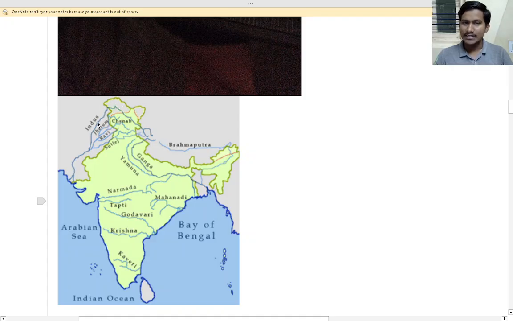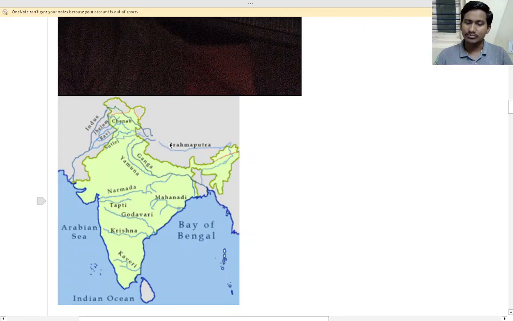That is Indus, which originates here, and Jhelum is there, Ravi is there, and then Satluj. Then Chenab is flowing here. So these are the rivers. Chenab is starting from here, right? So this is Ravi, this is Satluj. So these are the rivers.